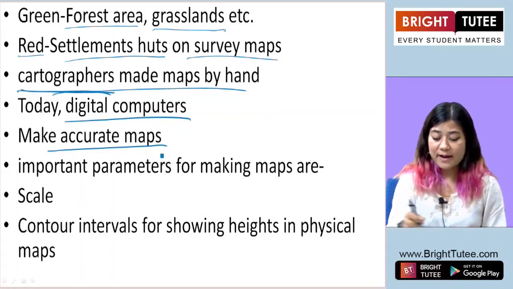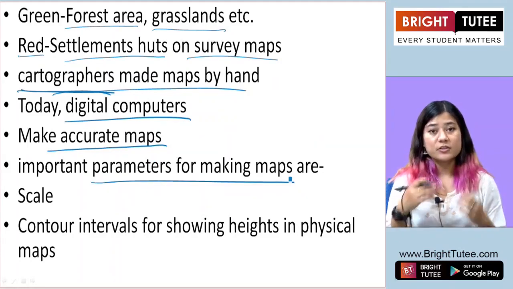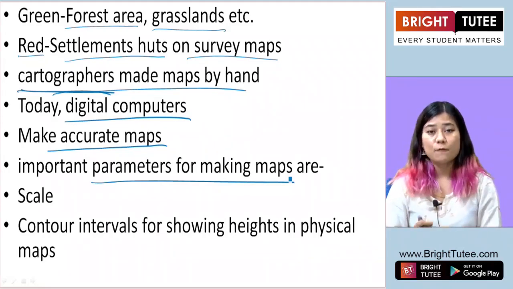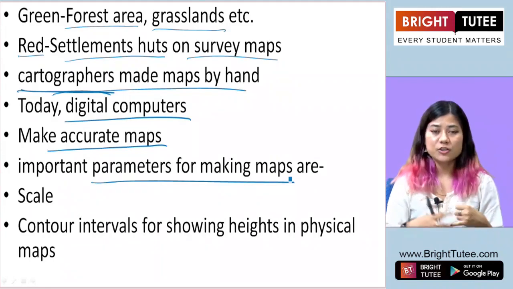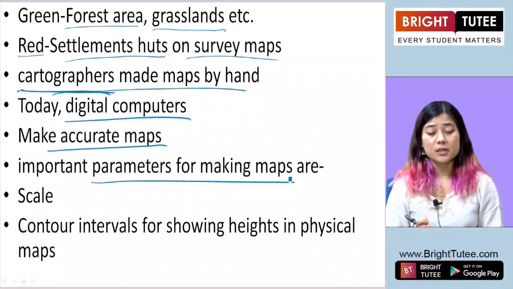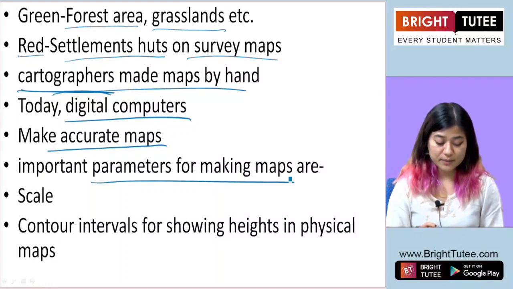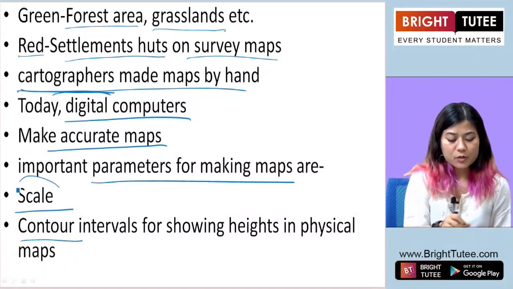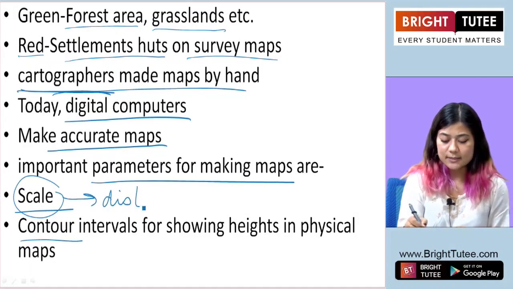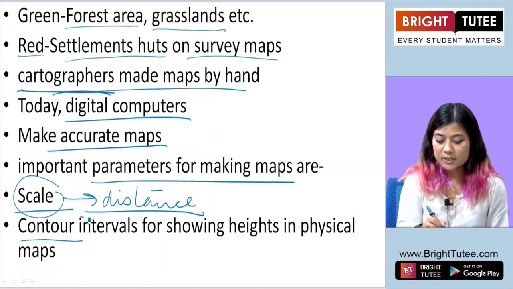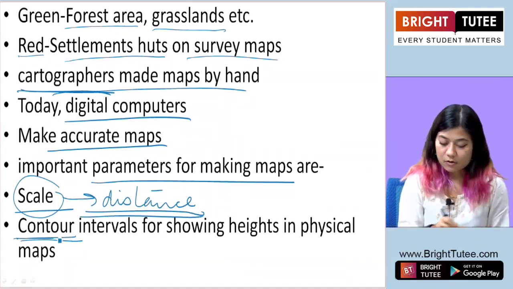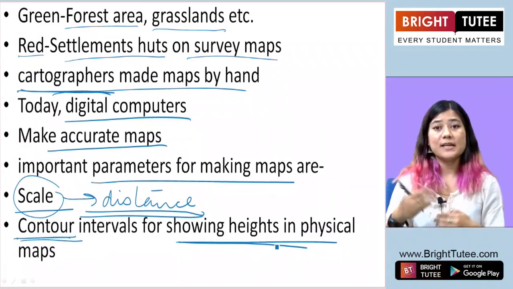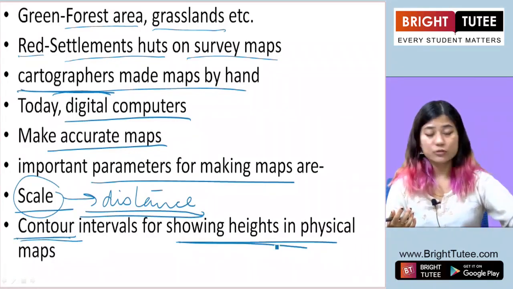And there are important parameters for making maps. So there are some important factors which have to be considered for making the maps, which are not just the representation of the earth, but they are also accurate representation. So one is scale, the other is contour. So we know the scale, right? It is the representation of the distance. And the second is contour. Okay, contour means the different heights of the landscape. That has to also be accurate.